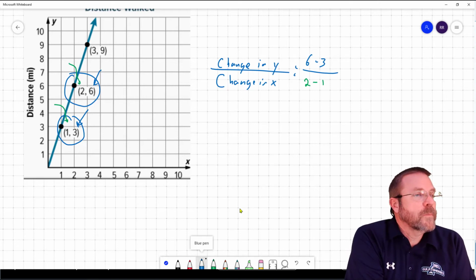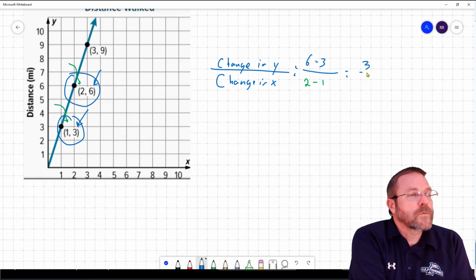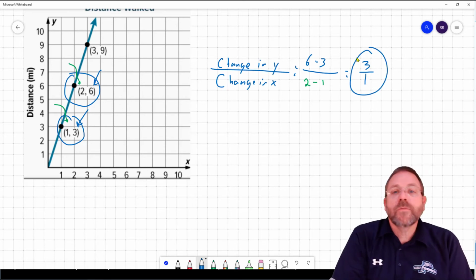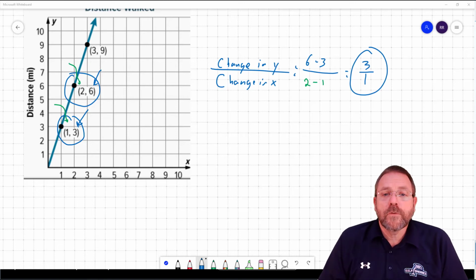From there, I'm going to simplify. 6 minus 3 is 3. 2 minus 1 is 1. So the slope is going to be 3 over 1, also known as 3.